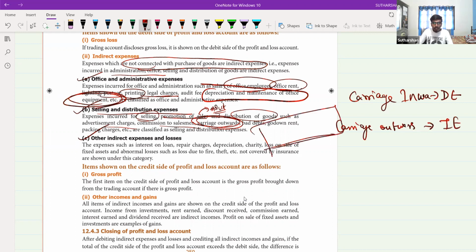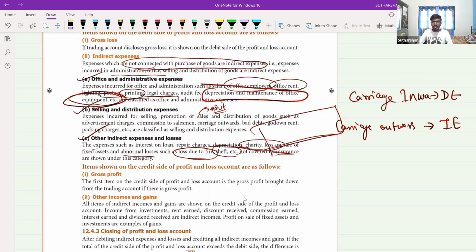Then other indirect expenses and losses. Expenses such as interest on loan, repair charges, depreciation, charity, loss on sale of fixed asset, abnormal loss due to fire or theft not covered by insurance come under this category: other indirect expenses and losses.